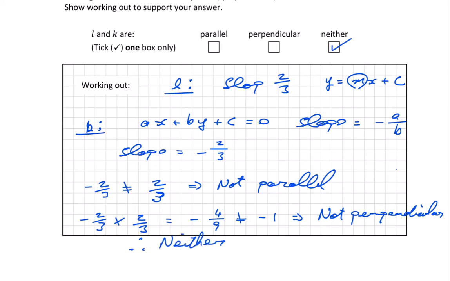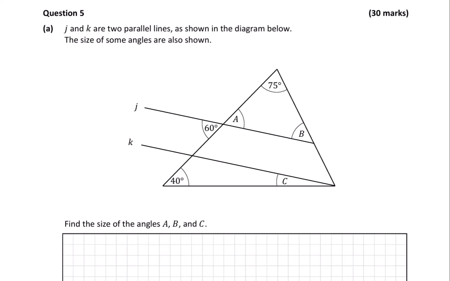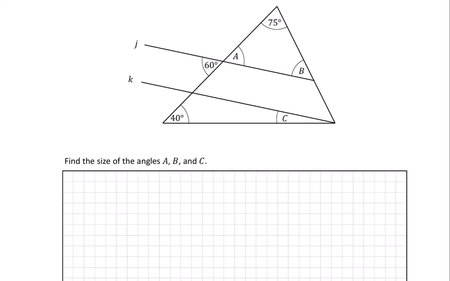And that's it for this question. Okay, next question, question 5. J and K are two parallel lines as shown in the diagram below. The size of some of the angles are also shown. Find the size of the angles A, B, and C. So we can say that the size of the angle A is equal to 60 degrees. It's vertically opposite. So A is 60 degrees.